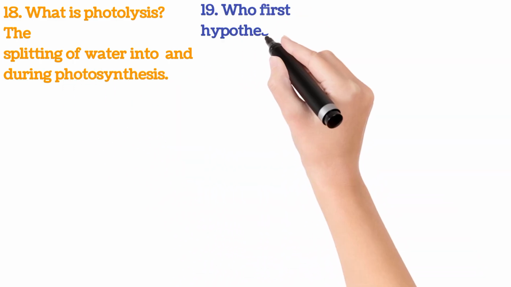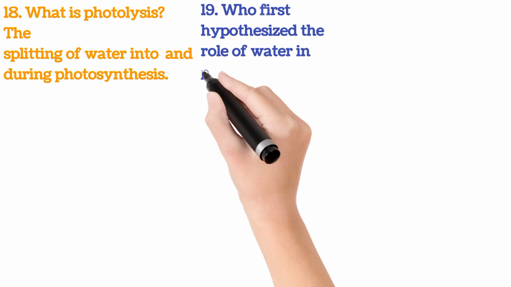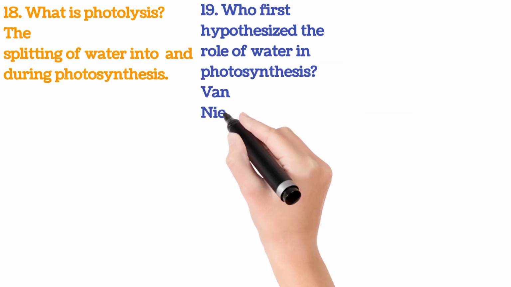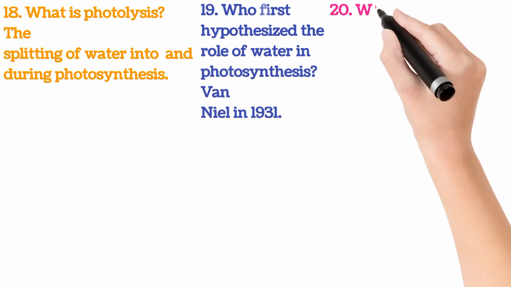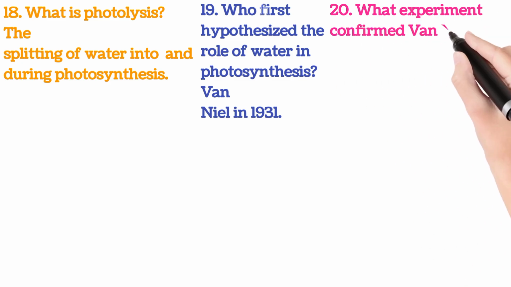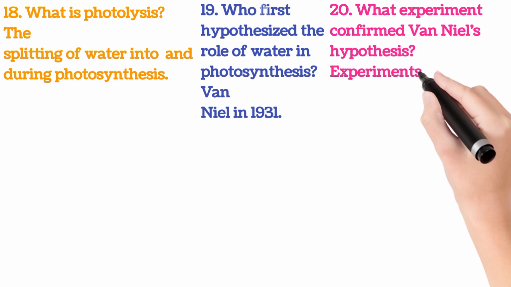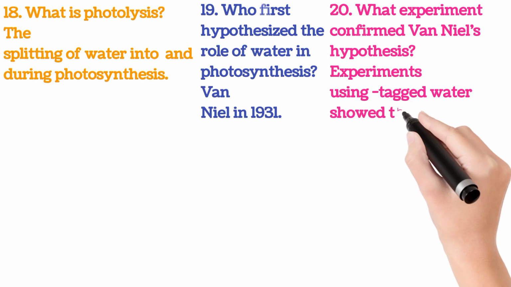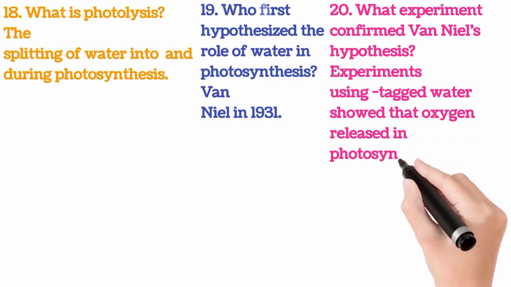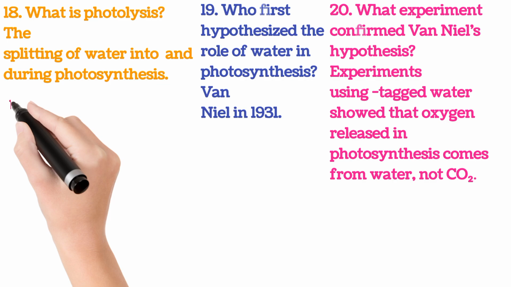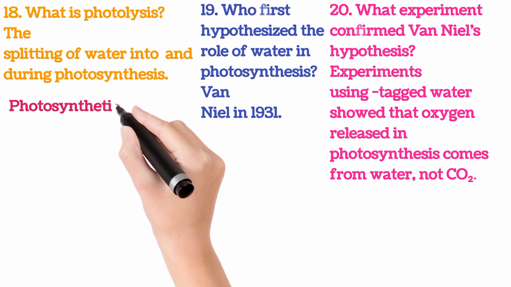19. Who first hypothesized the role of water in photosynthesis? Van Niel in 1931. 20. What experiment confirmed Van Niel's hypothesis? Experiments using tagged water showed that oxygen released in photosynthesis comes from water, not CO2.